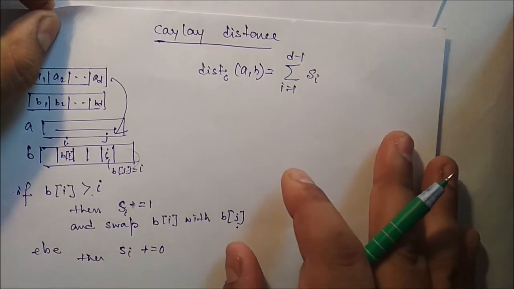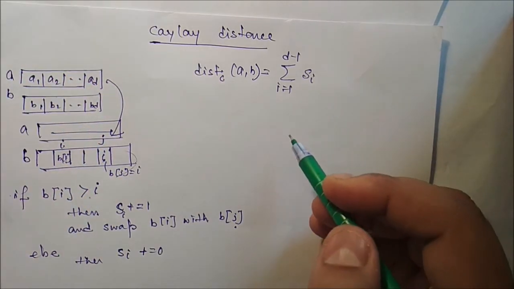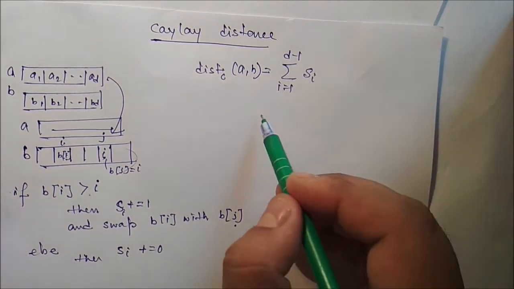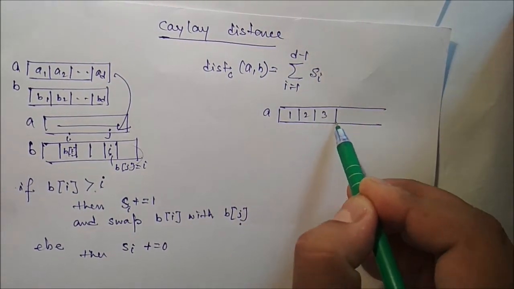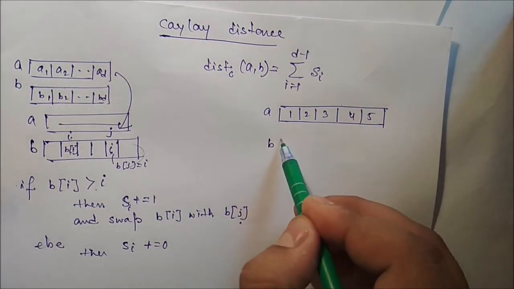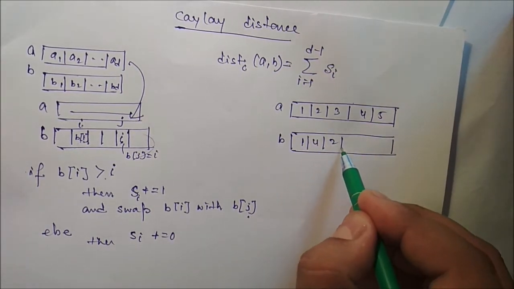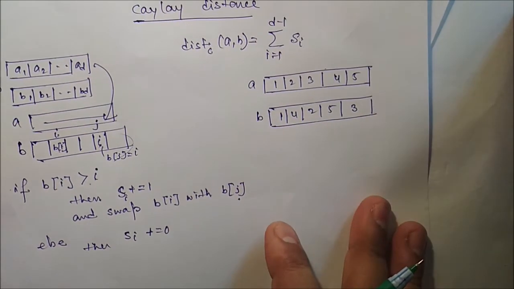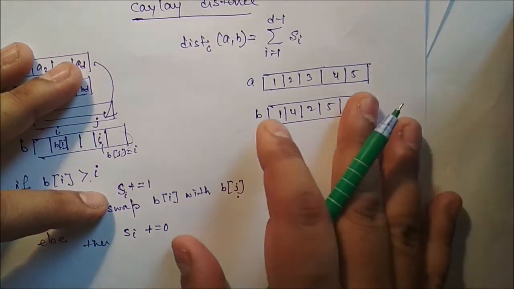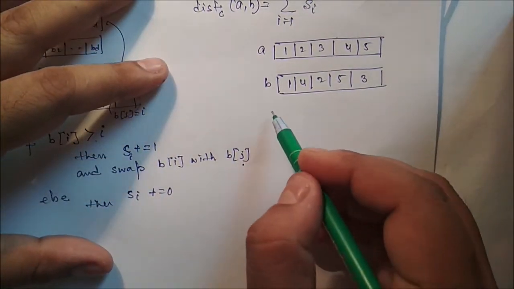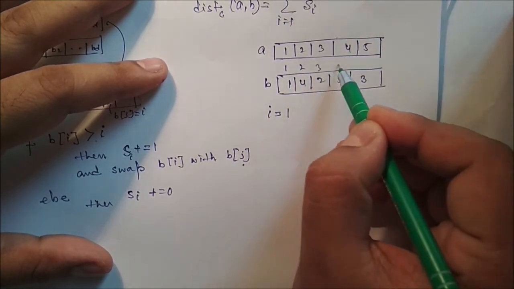So we can take one simple example. Now suppose A is 1, 2, 3, 4 and 5, and B say 1, 4, 2, 5 and 3. So you can see here A is already in ascending order, so no need to arrange B. So directly we can start our question. So I is equal to say 1, first one, so 1, 2, 3, 4, 5.